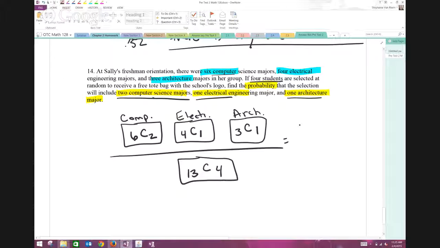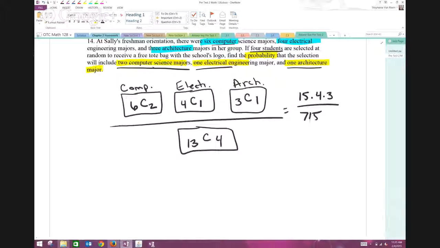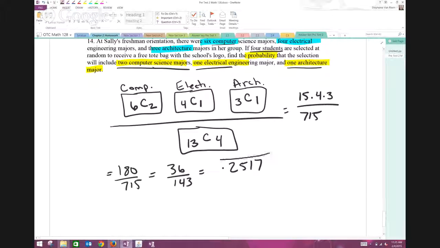So 6 choose 2 is 15, 4 choose 1 is 4, 3 choose 1 is 3, divided by 13 choose 4, which is 715. That gives me 180 over 715, which simplifies to 36 over 143, which is 0.2517. Don't be afraid to put it in decimal. That's fine. I want to see the other work, of course, but if you end up with a decimal, that's fine.